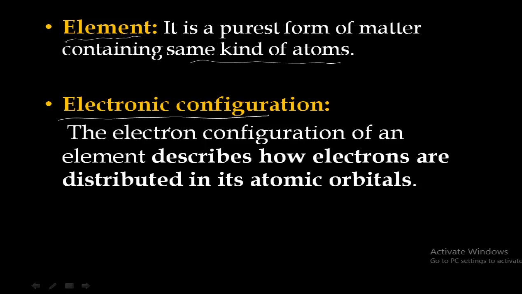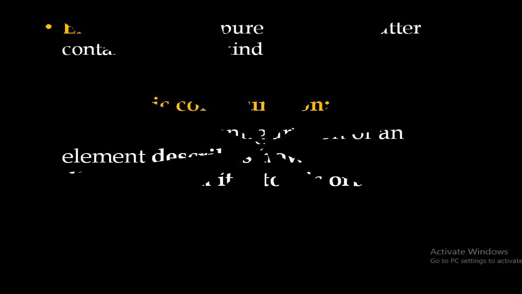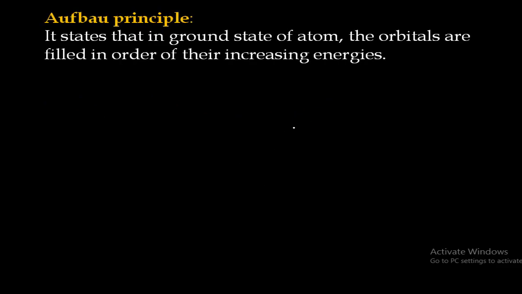Along with that, now electronic configuration. Electronic configuration describes how the electrons are distributed in its atomic orbitals. So now we will study the distribution of electrons in its atomic orbitals, and that is called electronic configuration. And to write the electronic configuration of an atom, we should know certain principles related to that.